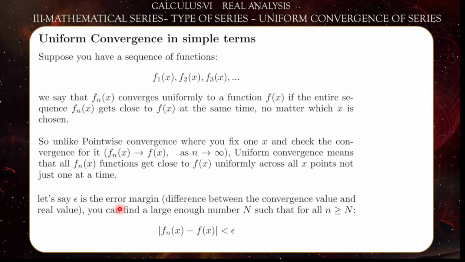Let's say epsilon is the error margin, the gap between the value of f(x) and the value of the series, the difference between the convergence value and the real value. You can find a large enough number N such that for all values of n greater than or equal to N, the distance between the series and the actual function at x, |fn(x) - f(x)|, in absolute value, is less than epsilon.